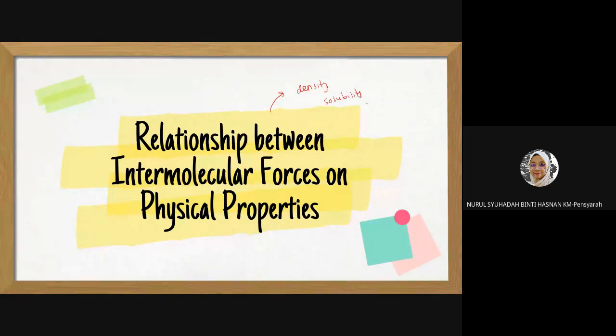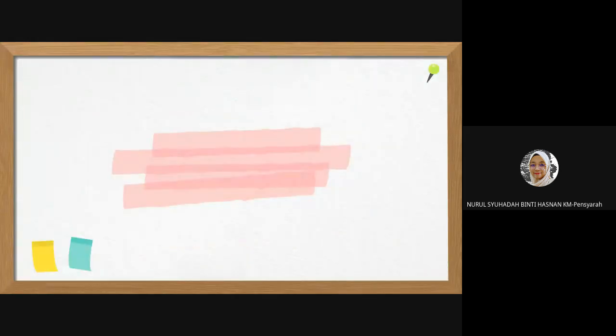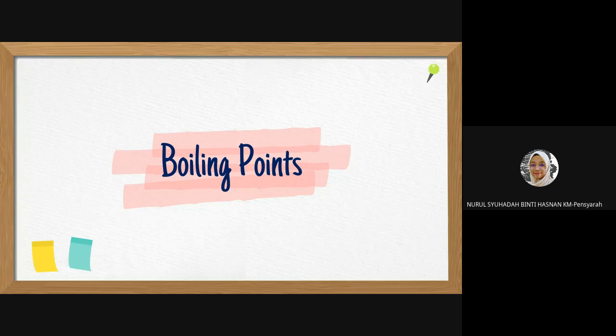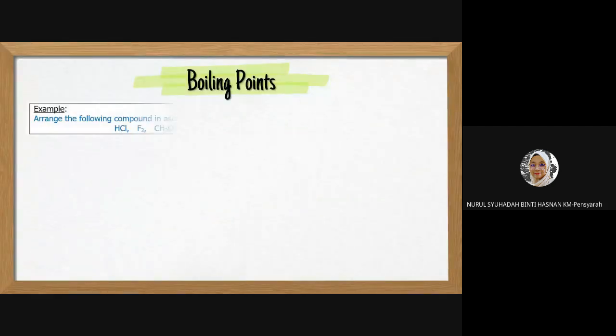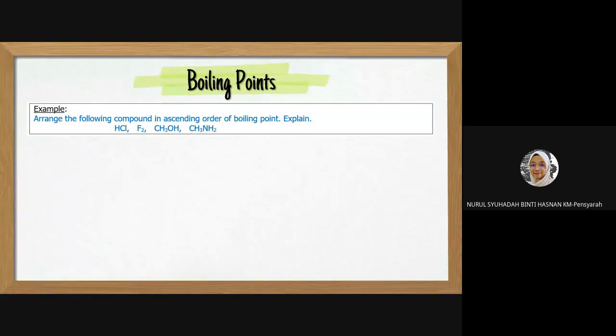Okay, and then last kali kita akan tengok kepada melting point and also boiling point. Okay, so first kita pergi kepada boiling point. So for example, kalau macam tadi kita compare between the same intermolecular forces, itu punya example tadi, hydrogen bond dengan hydrogen bond, van der Waals forces dengan van der Waals forces.